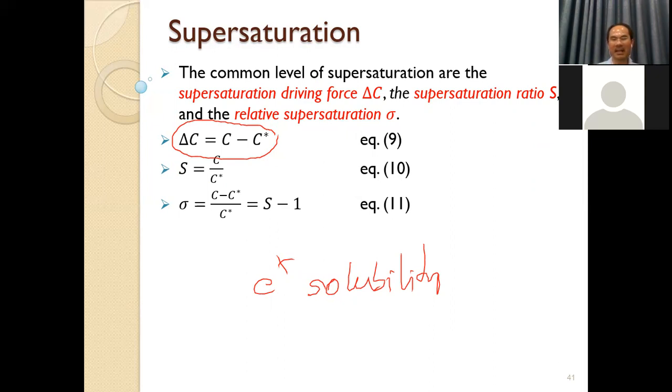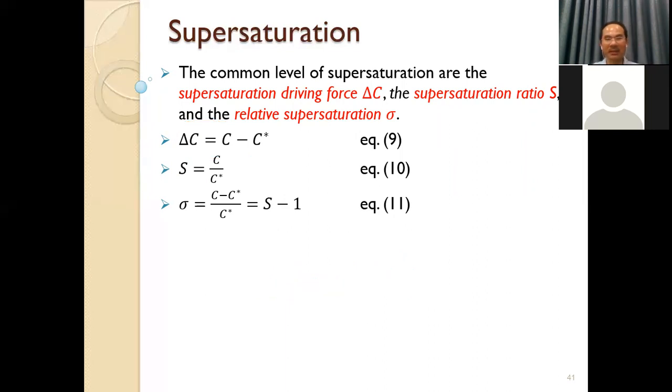C divided by C star less than 1 is also impossible because it's under saturation. Equal to 1 means saturated, less than 1 means undersaturated. You can also express it in terms of relative supersaturation: C minus C star divided by C star, or S minus 1. In this case, it should be greater than 0. This is the definition of supersaturation in terms of driving force, ratio, and relative supersaturation.